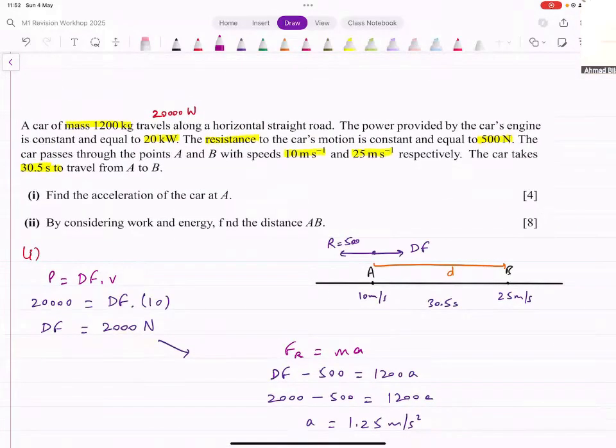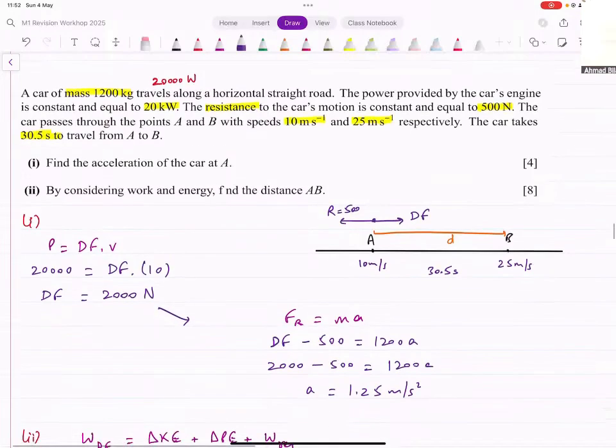You want to find the acceleration of the car at A. How do you do that? You've got power given, and you've got the speed given at the point A. That's 10. Using that, you can find the value of driving force. And then use Newton's second law of motion to find the value of acceleration. That gives you this value. And then it says, by considering work and energy, find the distance AB.